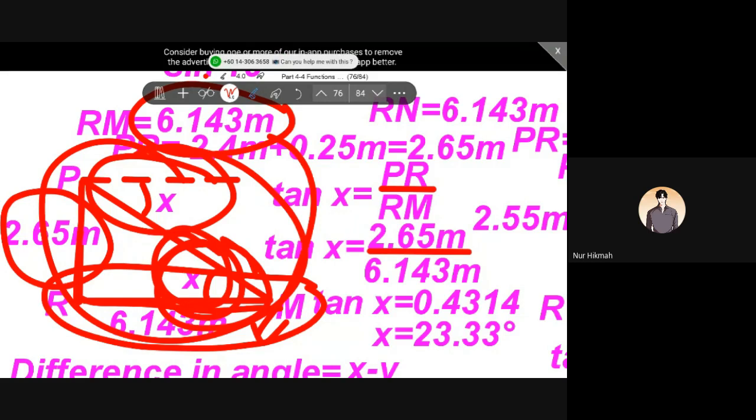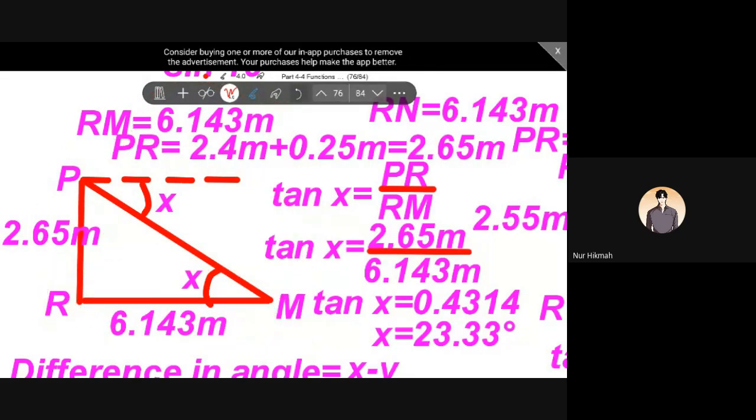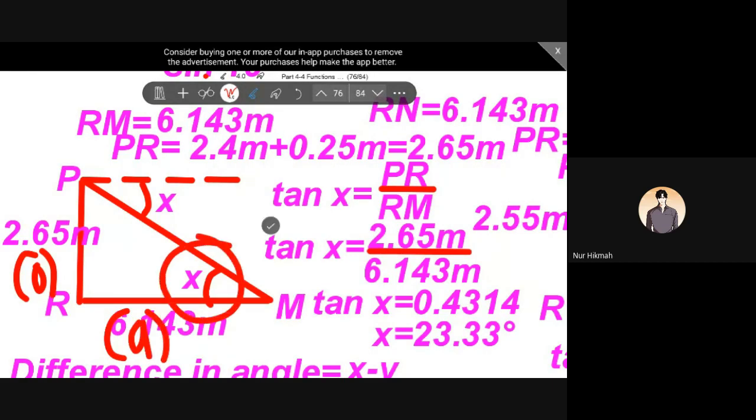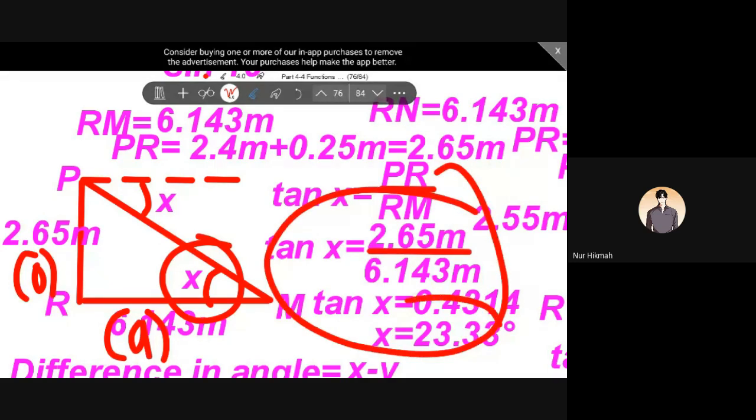Yes, betul Ain, guna tangent. Senang saja, tak perlu tolak-tolak semua sudut. Kamu ada opposite, kamu ada adjacent. Ini sudut dia. So guna tangent, use tangent. Tangent equal opposite over adjacent. Bertentangan per dengan bersebelahan. Okay, so macam ni saya tunjuk kat sini. So kamu akan dapat X sama dengan 23.33. Maksud nilai ni lah. Okay, so macam tu lah.